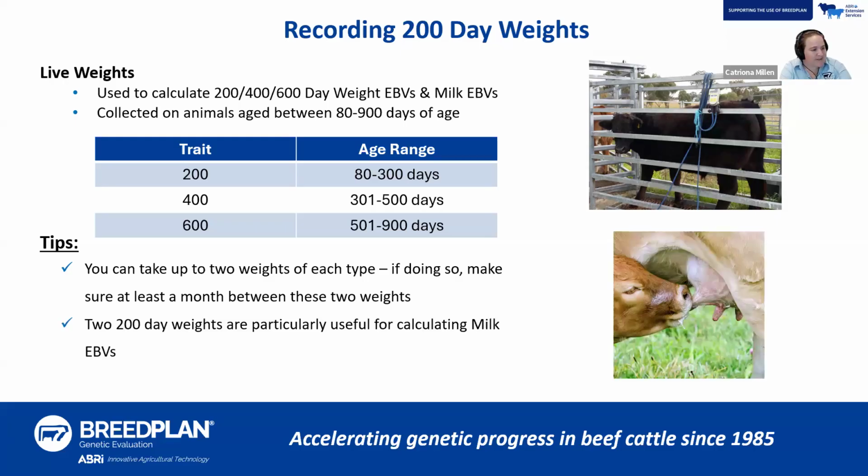And in terms of 200-day weights, taking 200-day weights can be particularly useful for calculating our milk EBVs, which is our EBV for maternal contribution to growth of the calf.